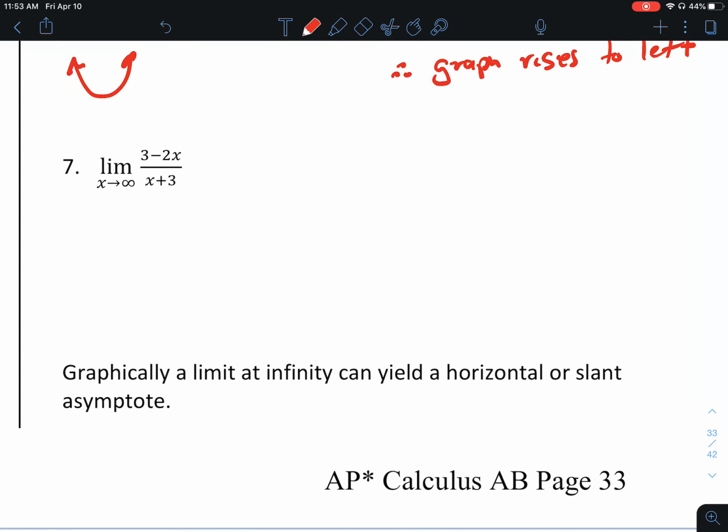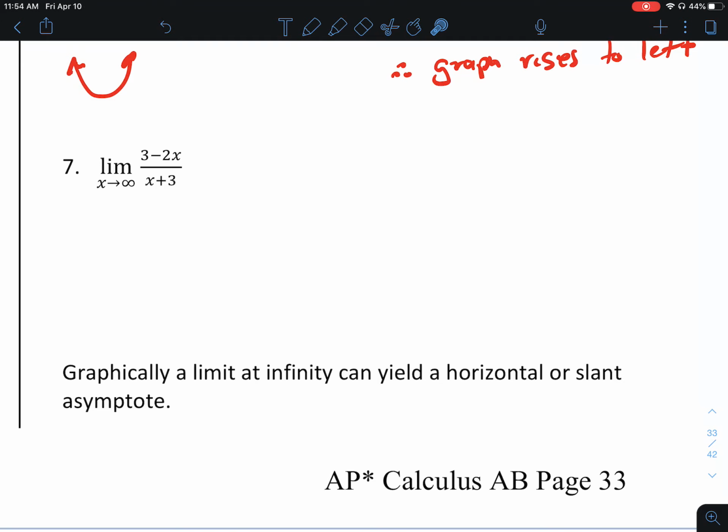Number 7. Now, this is a little more complicated. For this function, we don't know what this parent graph looks like. It's not one of the things that we've memorized. But remember, as x goes to the right, we're describing the end behavior. A rational function has the potential of the end behavior approaching a horizontal asymptote, or it could approach a slant asymptote. Something we discussed in pre-calculus.